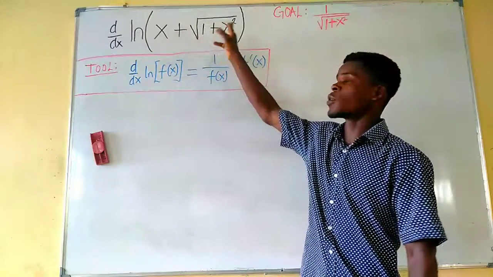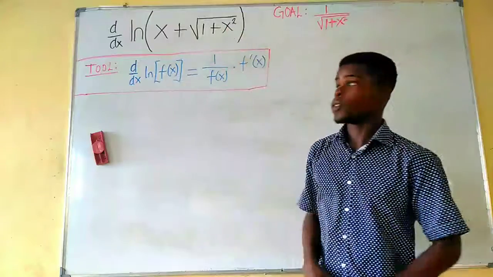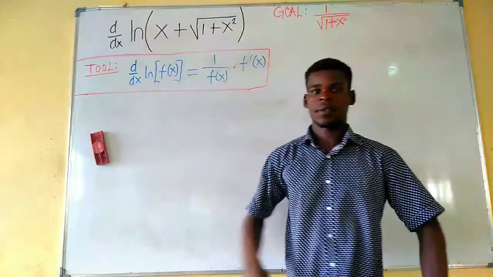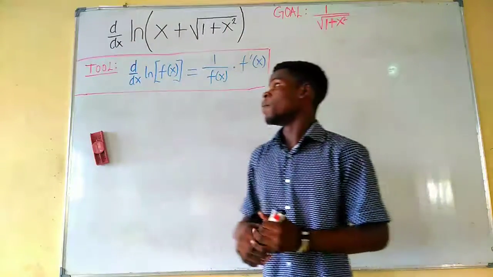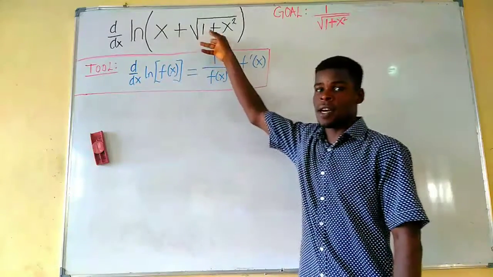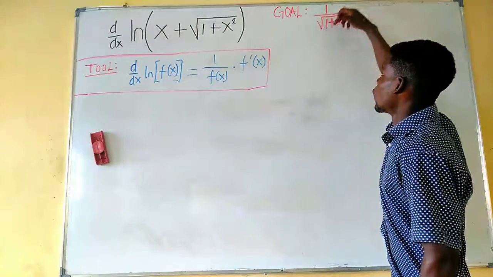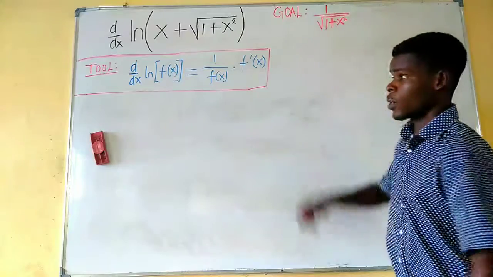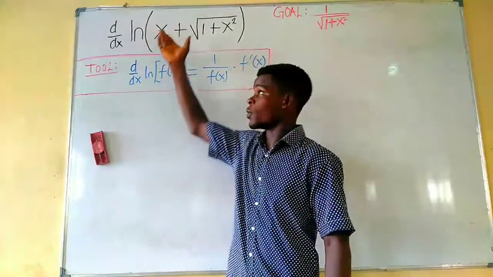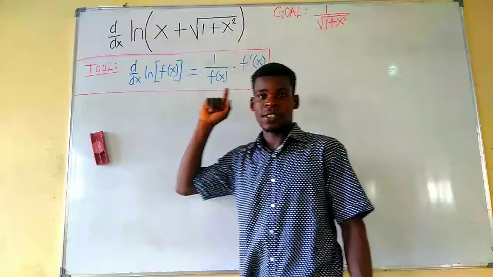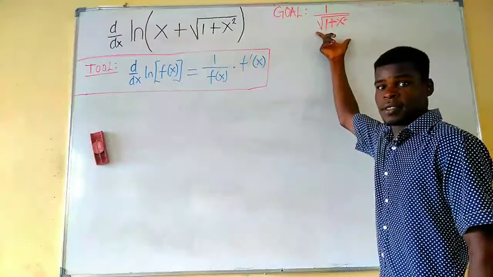Now here in this video, we want to solve for the derivative of ln of the function x plus square root of 1 plus x squared. So it is the ln of the sum of two functions, alright? Very nice. When we do this, our aim is to get 1 over the square root of 1 plus x squared. So that simply means we're going to differentiate this and do some simplifications till we get to this, alright?